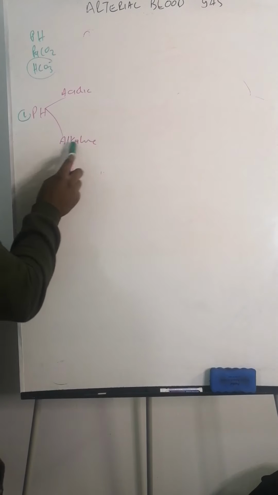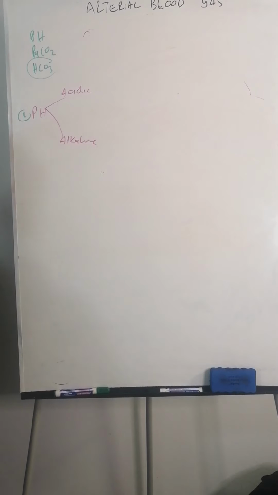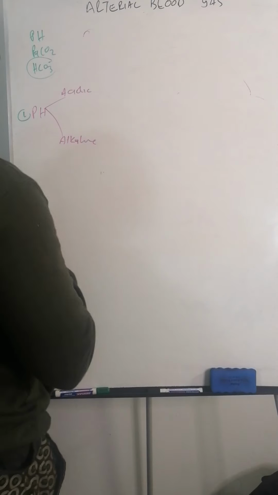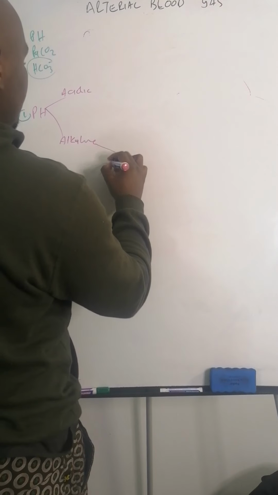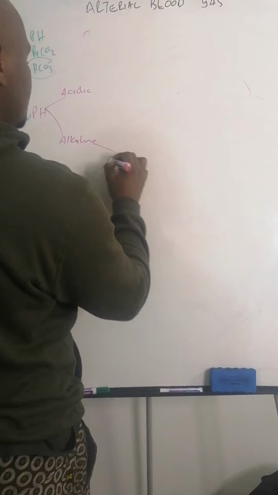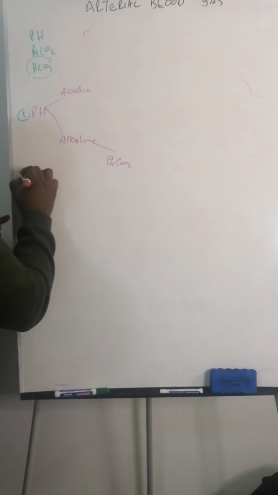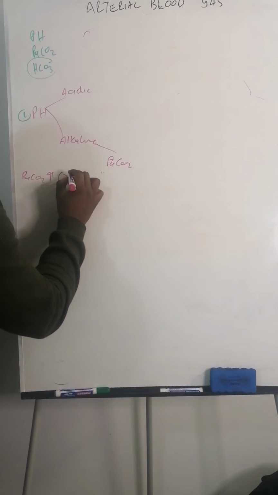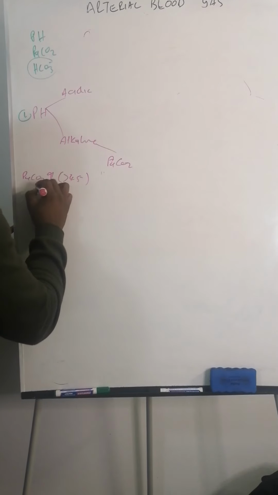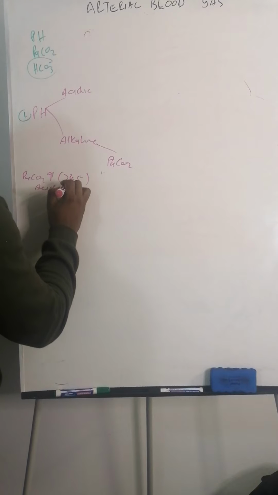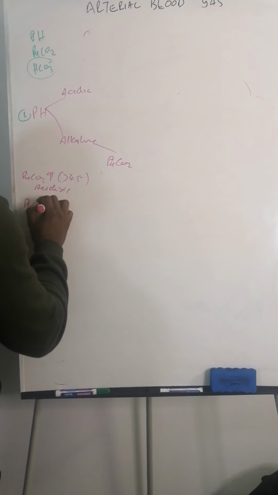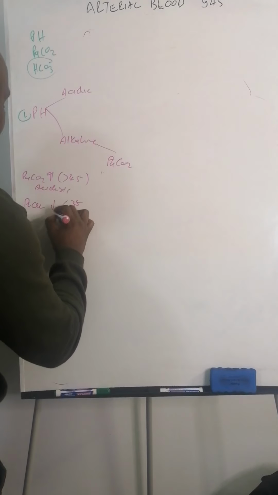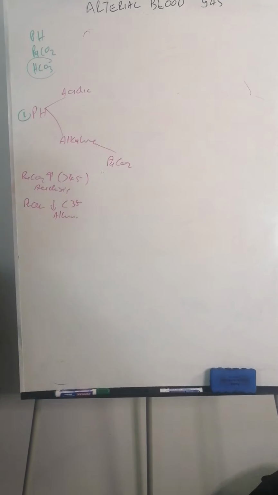We've got alkalinity here. So let's decide now, is it respiratory? Is it metabolic? So what do we do? The next thing that we do, look at PCO2. PCO2 that is high, meaning more than 45, gives us acidosis. PCO2 that is less than 35 gives us alkalosis, right?